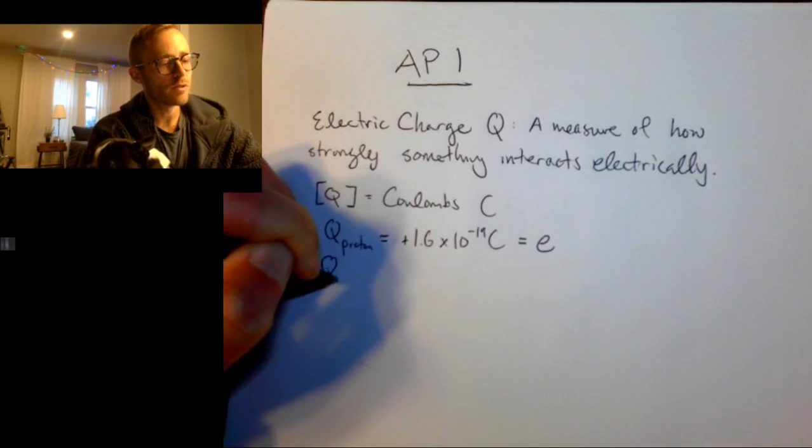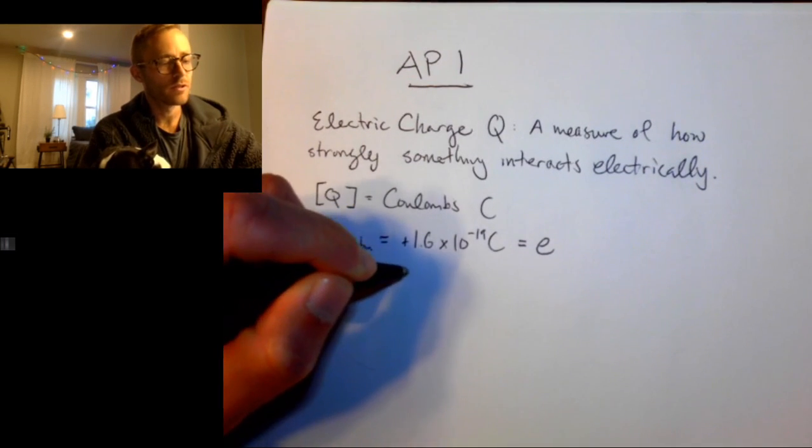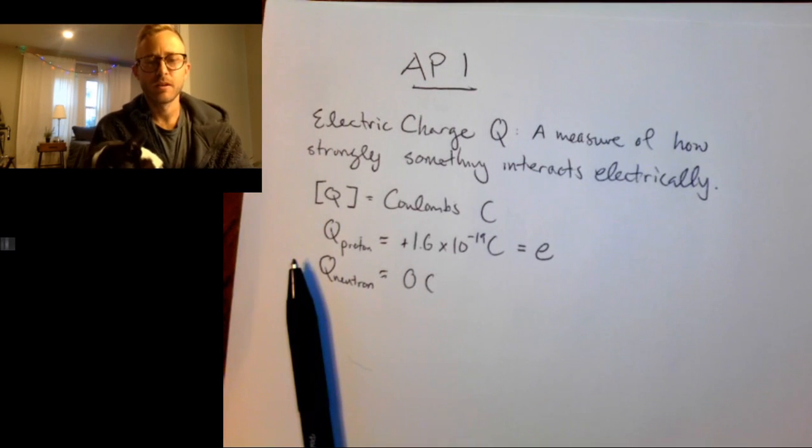The charge of a neutron is 0 coulombs. That's why it's called a neutron. It's neutral.